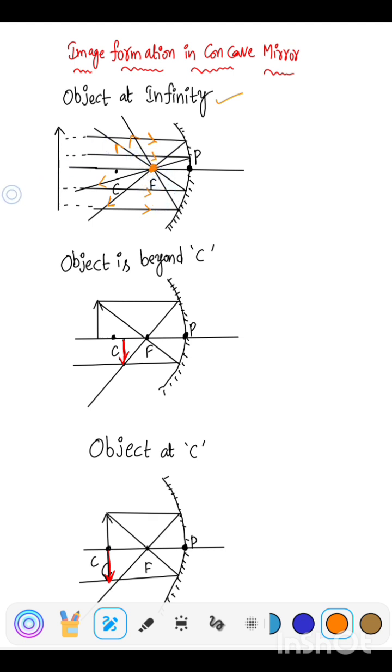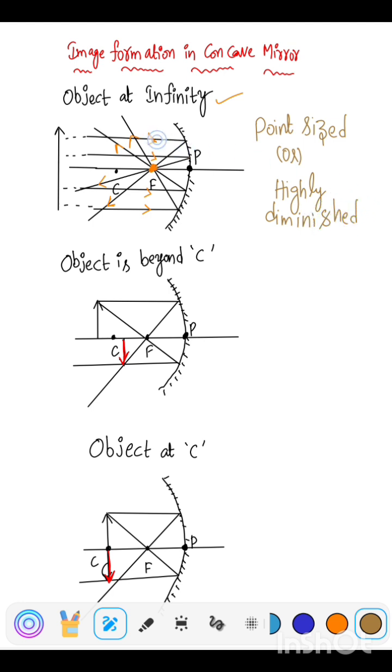principal focus. If you observe, the size of the object is an arrow mark, but all the reflected rays are meeting at a point. Here the image is formed. By seeing this, we can say that the nature of the image is point sized. The nature of the image is point sized image, or we can also call this as highly diminished image. Why is it highly diminished image? Because here the image size is very small compared to size of the object. Therefore the size of the image is point sized or highly diminished.